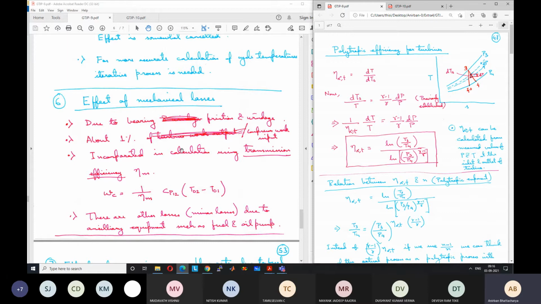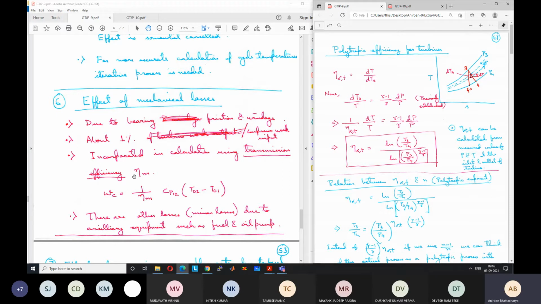So overall, the effect is about 1% approximately. Obviously, it can be 0.8%, 1.2%, but typically the approximate value is about 1% of the compressor work input. So this is how we incorporate it in the calculation. We incorporate it by defining a new efficiency, which we call transmission efficiency. Remember that the turbine and the compressor are mounted on the same shaft, right? The turbine rotates the shaft, and this shaft is rotating the compressor. So the power transfer is direct from the turbine to the compressor, directly through the shaft.